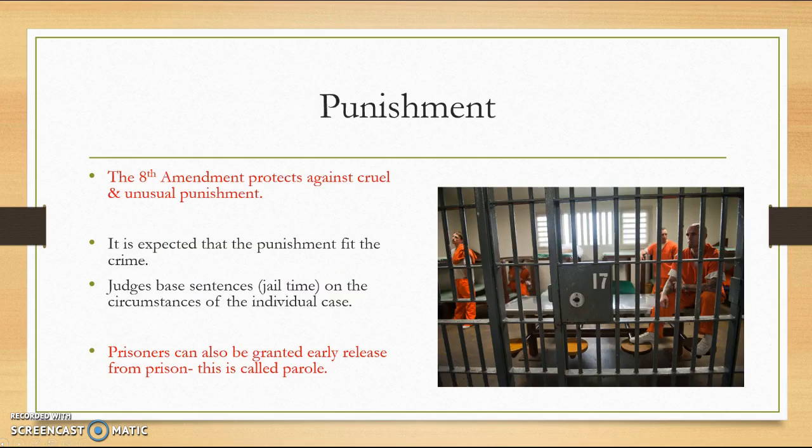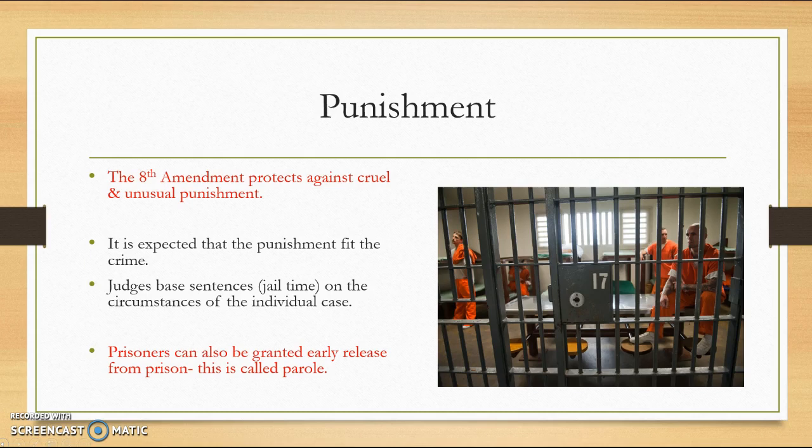Now, punishment is something that is protected by the Eighth Amendment. We cannot use cruel and unusual punishment in our system. It's expected that a judge fit the punishment to the crime. So the sentence, the punishment that the judge is putting out, is individual by case. So there's going to be a big difference in punishment for somebody who is stealing a candy bar compared to somebody robbing a bank.